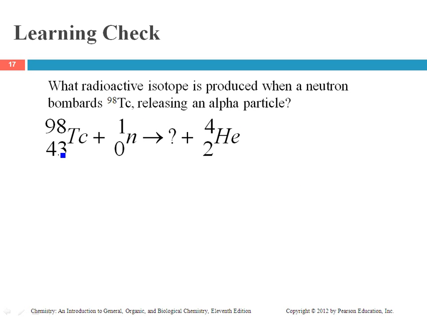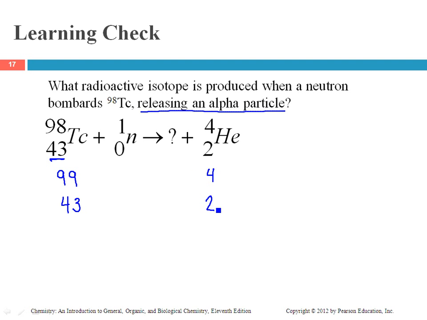So if we have 99 as our total, 98 plus 1 gives you a 99 mass number and an atomic number of 43 plus 0 of 43. Okay, if we emit, we're releasing an alpha particle. This 43, we got this from the periodic table. If we go and we find our Tc symbol, it's a 43 atomic number. And on our product side, we only have 4 and a 2. So we have to make these match, of course.